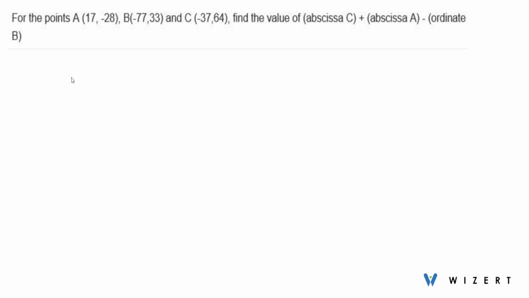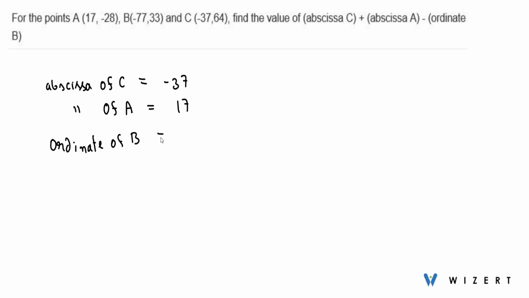So abscissa of C is the x coordinate of C, which is -37. Similarly, abscissa of A is nothing but x coordinate of A, which is 17, and ordinate of B will be the y coordinate of B, which is 33.